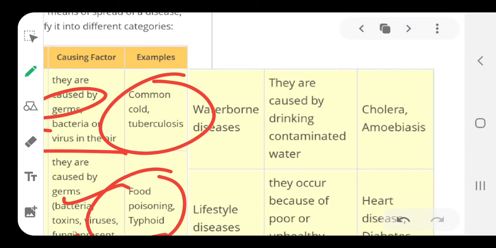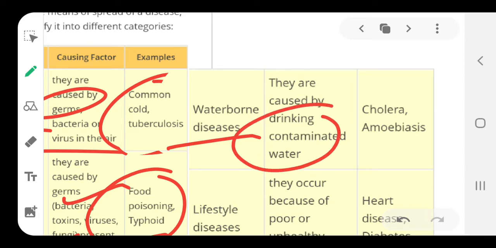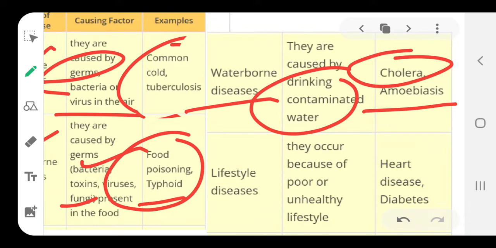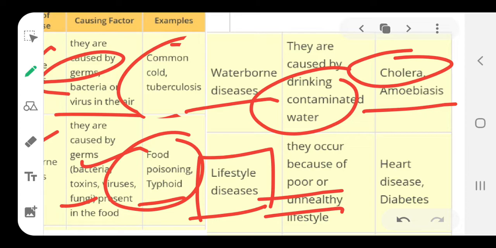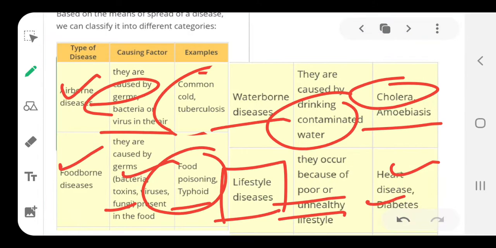Then in the case of waterborne diseases, you can see that they are infected in water. So, when you drink contaminated water, you get infected. Cholera is one of them, and amoebiasis, again caused by amoeba, is one of the waterborne diseases. Then this is the one that we are suffering from nowadays, called lifestyle diseases, because we don't take care of our body, because we want a luxurious life, and then these things affect us. They occur because of a poor or unhealthy lifestyle, and diseases like heart disease, diabetes or blood pressure can, more or less, be categorized under this category.